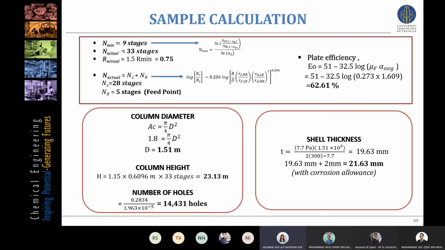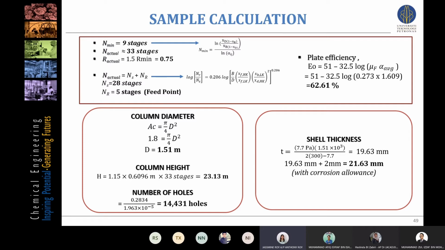Now, the feed point was evaluated at the 5th stage using the Kirkbride equation with respect to the rectifying and stripping stages. As for the column diameter, the cross-sectional area was taken and used to correlate with the equation of the circle. And then the height of the column is in relation to the number of trays. It uses the height to diameter ratio of 0.6, and the 15% extra is for the spacing, and the evaluated value is about 23 meters.